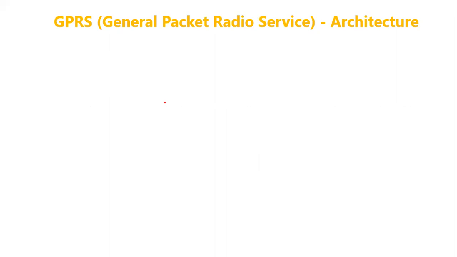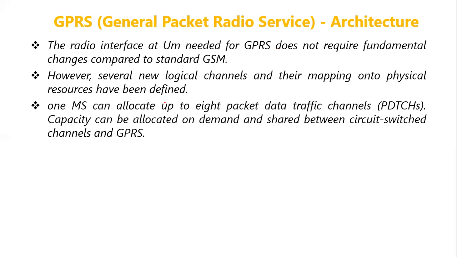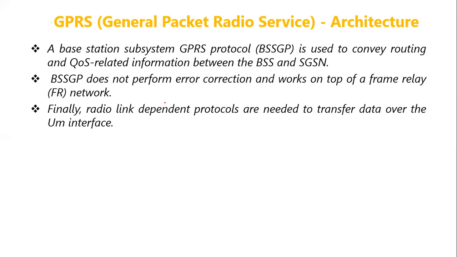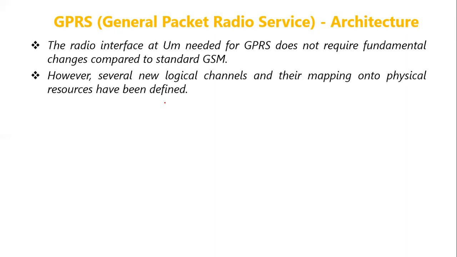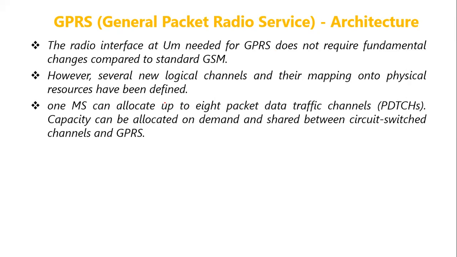And the radio link control, RLC, provides a reliable link, while the MAC controls access with signaling procedures for the radio channel and the mapping of LLC frames onto the GSM physical channel.